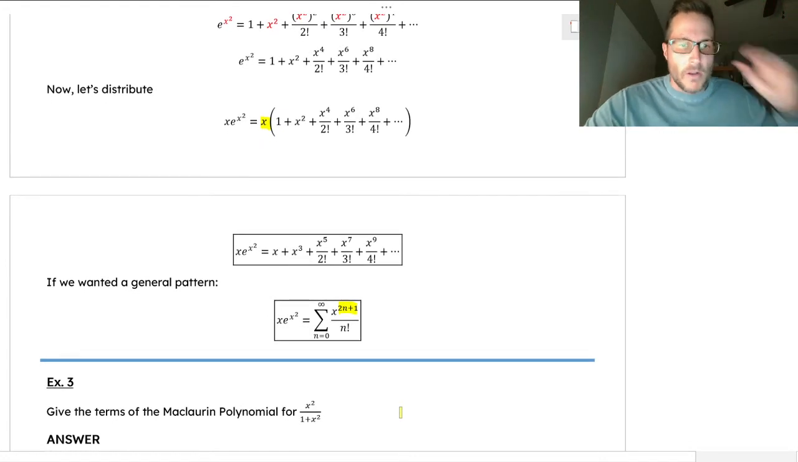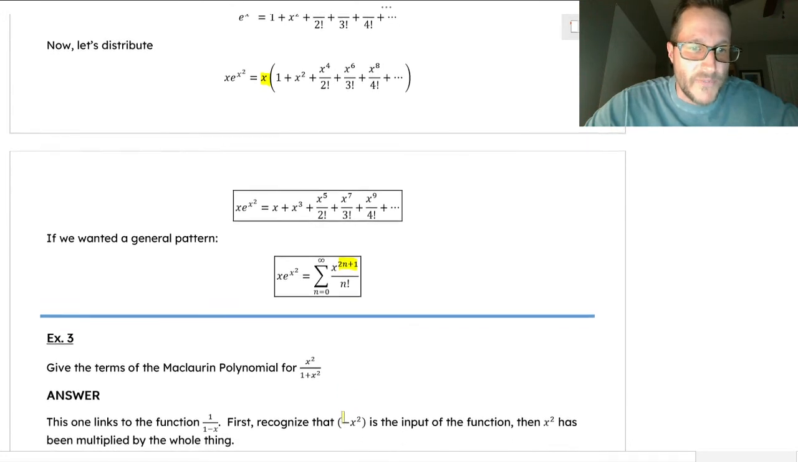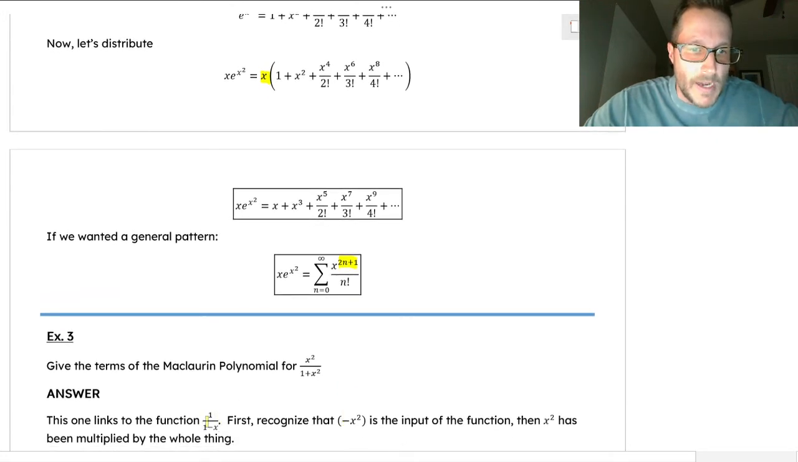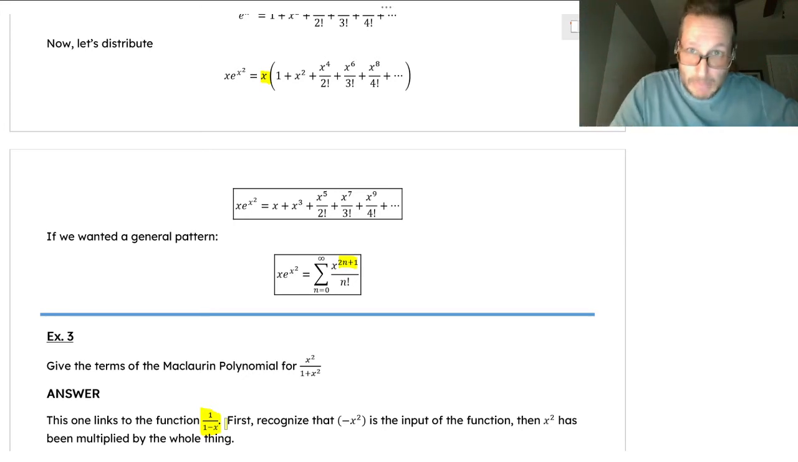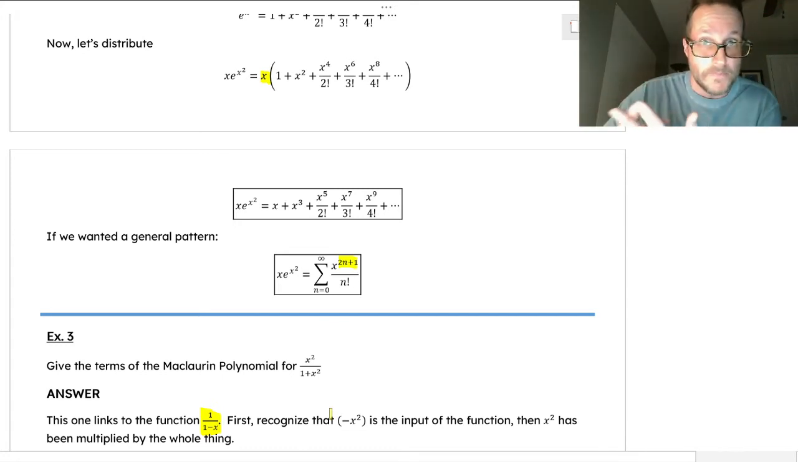Here we go. Maclaurin polynomial for x squared over 1 plus x squared. Now that one is reminiscent of the geometric series. Okay, so that one is the function 1 over 1 minus x just manipulated, right? So you can recognize that negative x squared is getting input in place of x, and then multiply the whole thing by x squared. So that's one way to think about it. If we think about the operations I listed earlier, all the algebra and calculus techniques, the operations we were going to use.